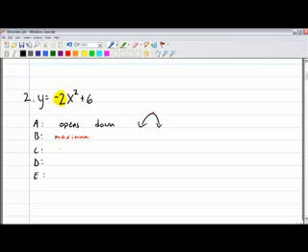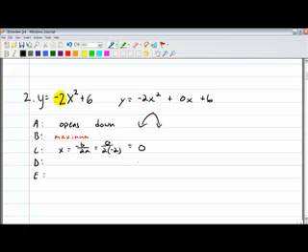Part C asks us about the line of symmetry. That's negative b over 2a. Well, in this problem, what's b? Well, if you're not sure, it might help to rewrite this as negative 2x squared plus, well, I don't have any x's, so 0x plus 6. So b is 0, a is negative 2. 0 divided by negative 4 is 0.